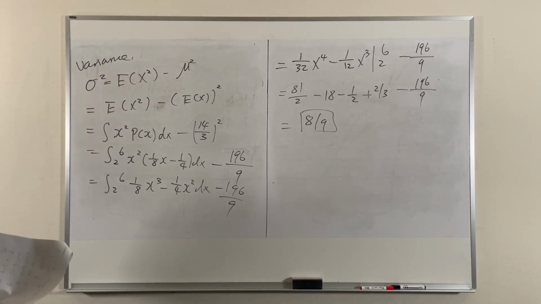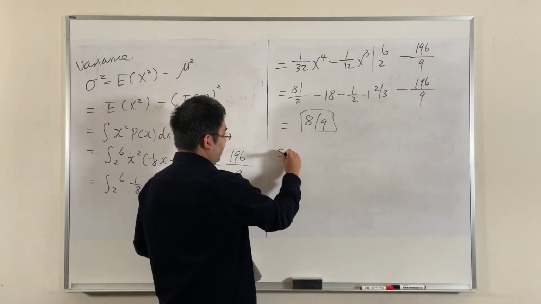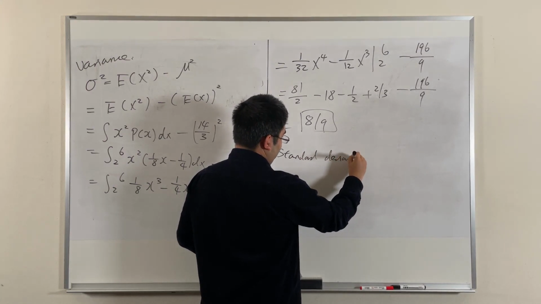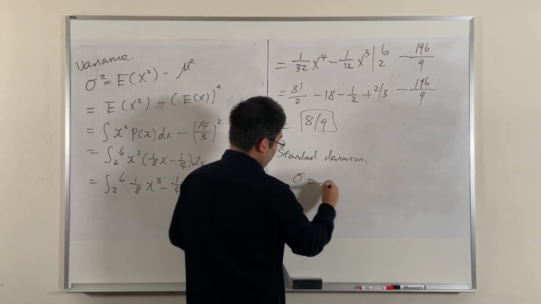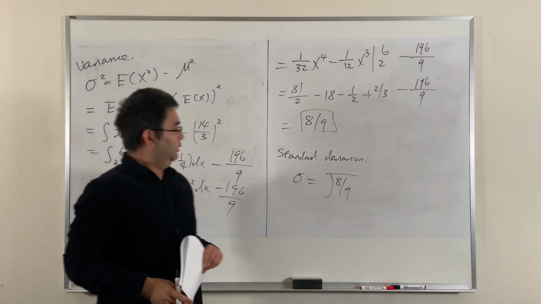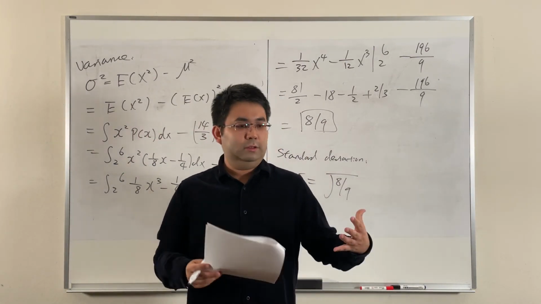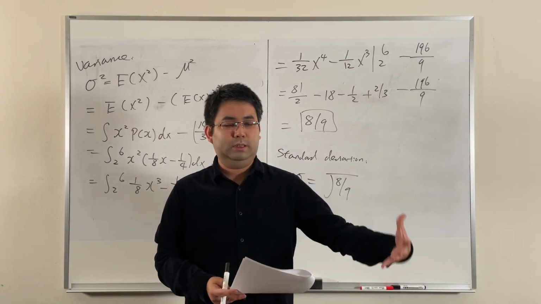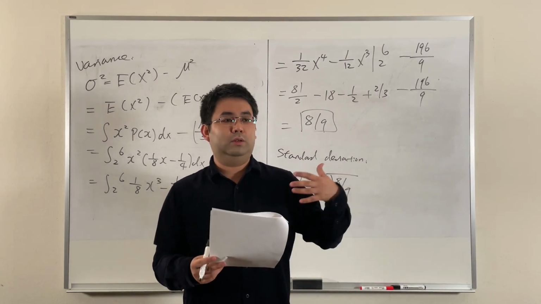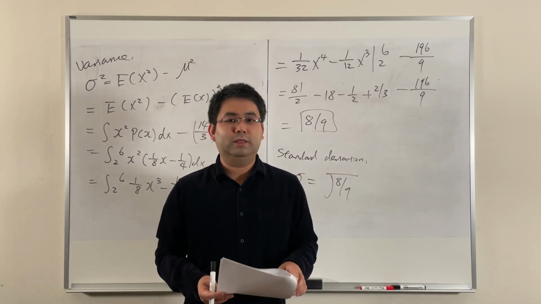And then for the standard deviation, again, you are just going to take a square root. So for standard deviation, sigma, you just take the square root of 8 over 9. Okay? Good. So in this video, we talked about the comparison between discrete and continuous variables and the method you're going to use to calculate the mean, the variance, and the standard deviation for a continuous random variable.